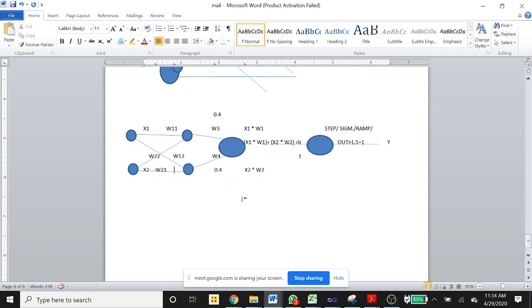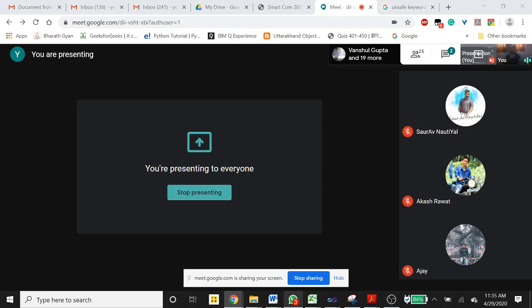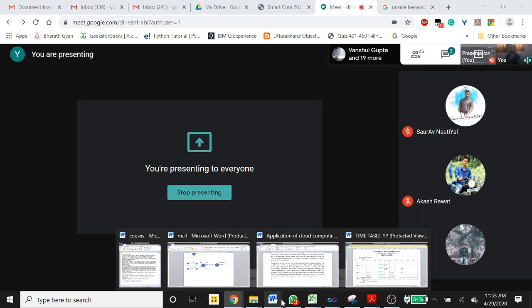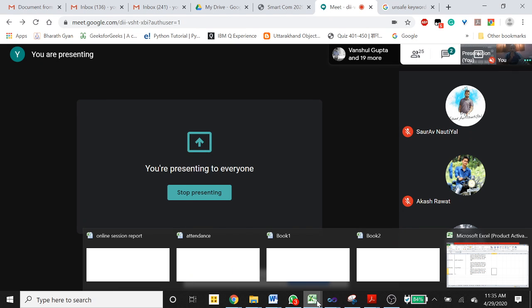So remember, this is the architecture for a multi-layer neural network, or we can say a two-layer neural network, to solve the XOR problem. So today we have gone through single layer, multi-layer, and different linear separable and non-linear separable problems. The types of neural network that I have already told you, I will send you the notes, and you have to go through them, because of the limitation of time.